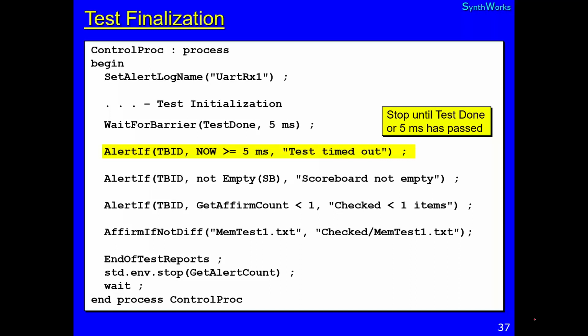And if the test did nothing, say it catastrophically failed without signaling an error, we're going to inject an error just because of the timeout here. We might require that our scoreboards end empty, so we can check that. We might require that there was some self-checking in our design. One of the advantages of using AffirmIf for self-checking is that we count them. And if you didn't get any checks, then it wouldn't be appropriate to say test passed now, would it?